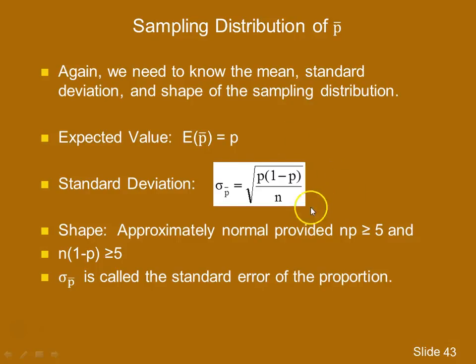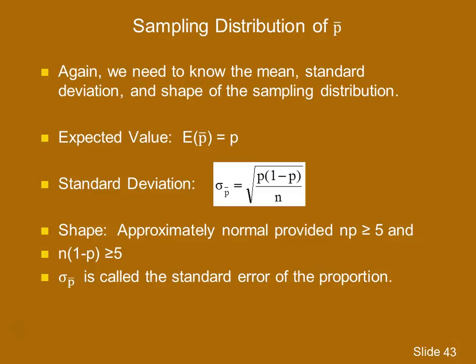The standard deviation, sigma p-bar, which by the way is called the standard error of the proportion, is going to be the square root of p times 1 minus p over n. Again, you don't have to worry about the algebra or where these formulas come from, but this is what we will use for the mean and standard deviation of the sampling distribution of p-bar.